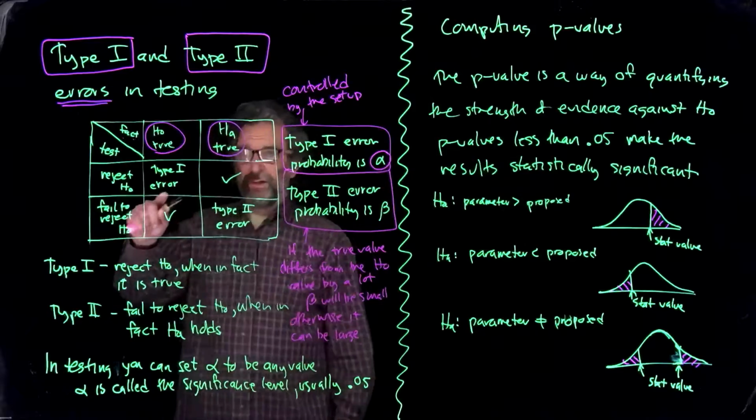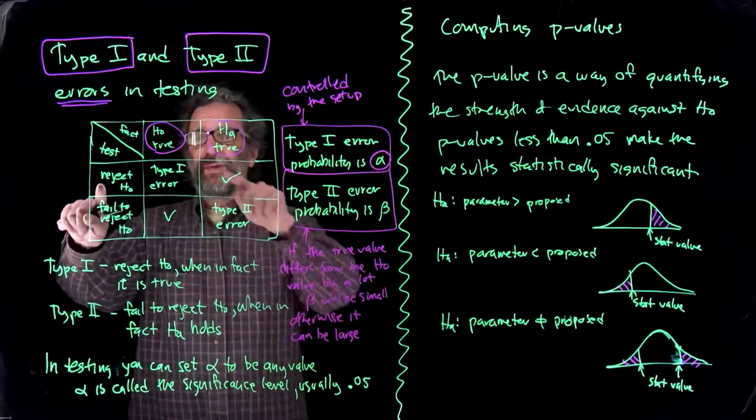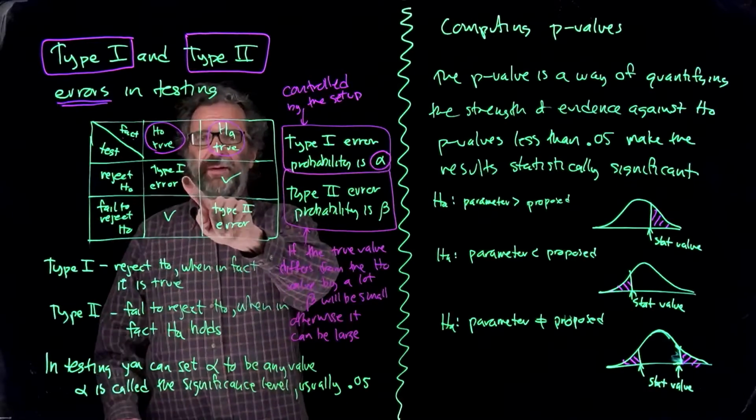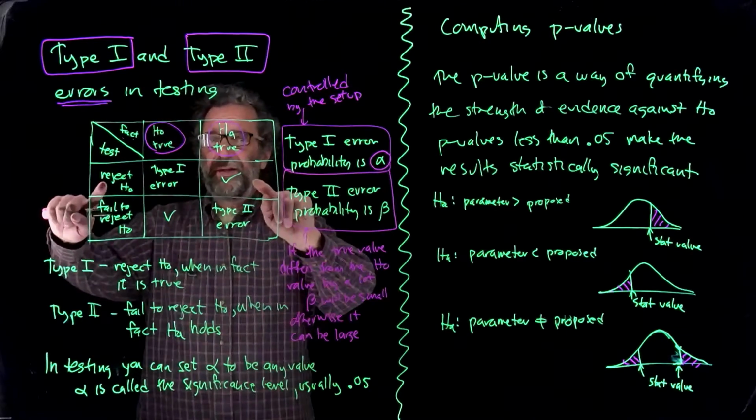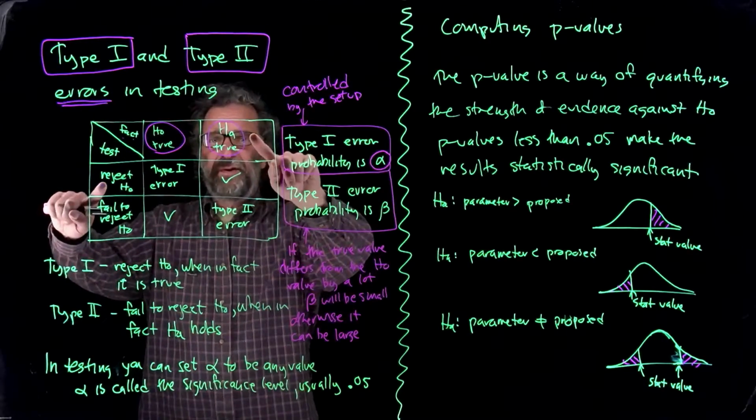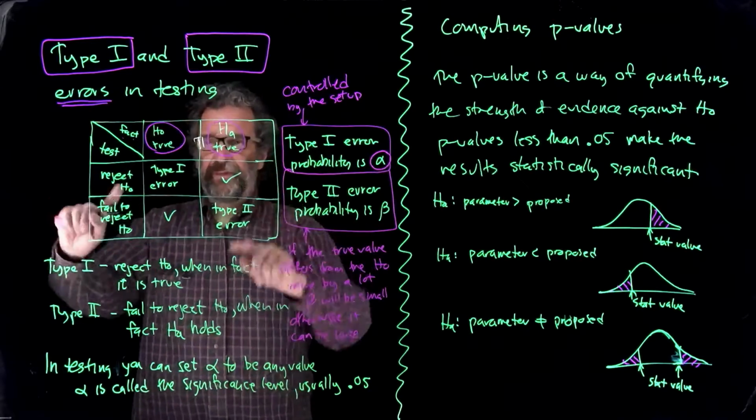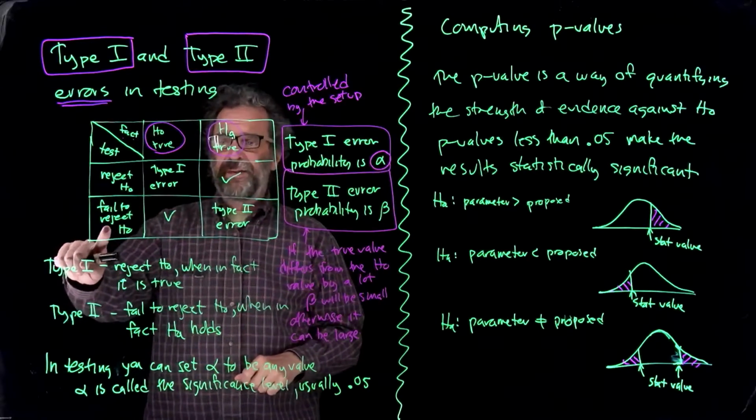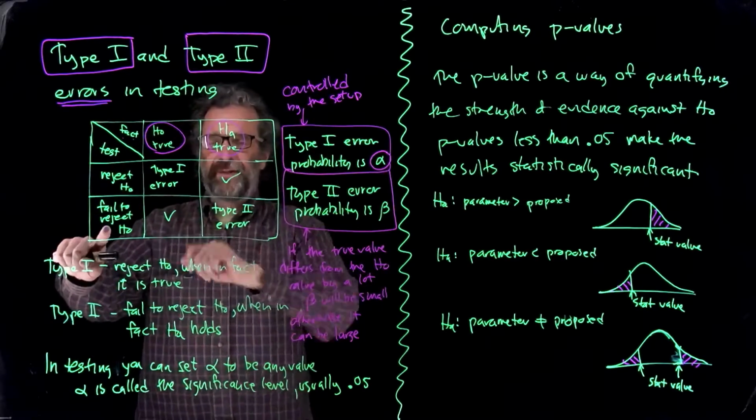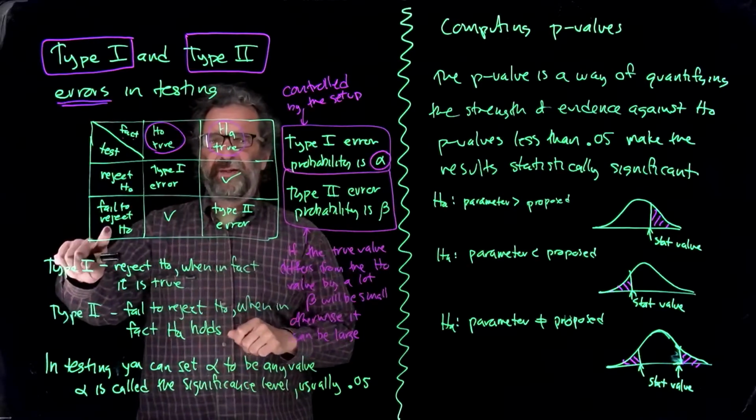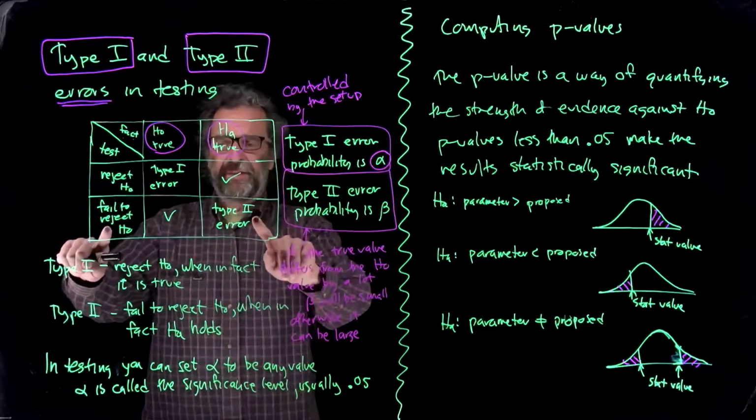Okay. So if I reject the null hypothesis when it's true, I've made what's called a type 1 error. And if I reject the null hypothesis when in fact the null hypothesis is false and HA is true, that's correct. If I fail to reject the null hypothesis and the null hypothesis is true, I've done the right thing. If I fail to reject the null hypothesis and the alternative is true, I've made what's called a type 2 error.